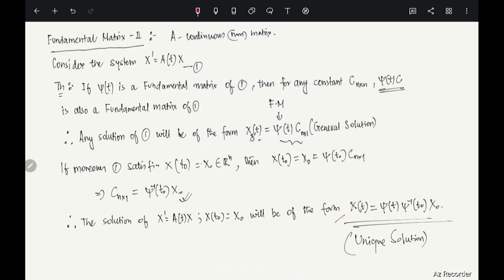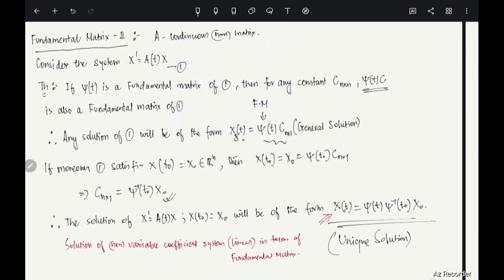This one here is the solution of an n cross n variable coefficient linear system. Of course, you have to have a linear system, n cross n variable coefficient, in terms of the fundamental matrix. So basically, in terms of the fundamental matrix, this will be the solution. Clear? And this is a unique solution. So this part is clear.